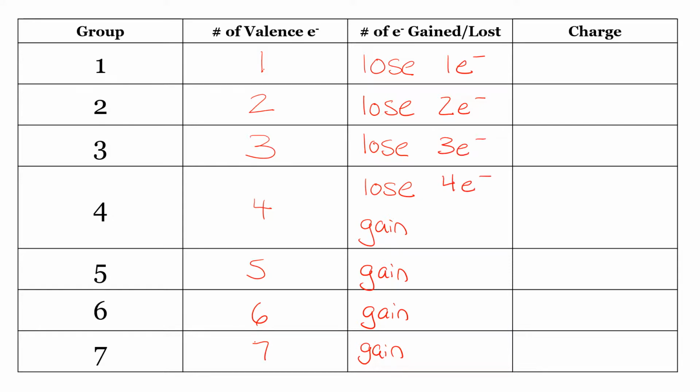Now if it's gaining, we want to gain until we have 8. So for 4, we need 4 electrons. For 5, we only need 3 to get 8. For 6, we need 2, and then for 7, we just need 1 electron. So anytime we're losing electrons, we have more protons than electrons, so our charge is going to be positive. If we are gaining electrons, we now have more electrons than protons, so our charge is going to be negative. Oops, let me go back and fix that one.